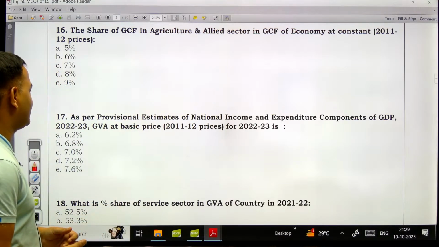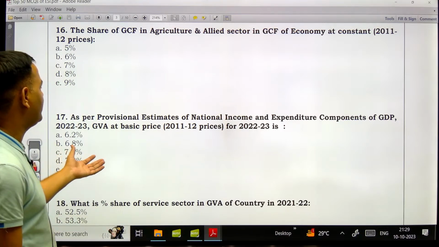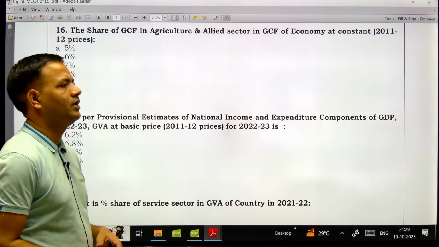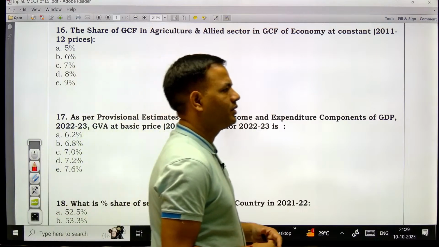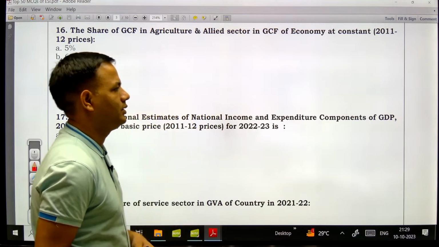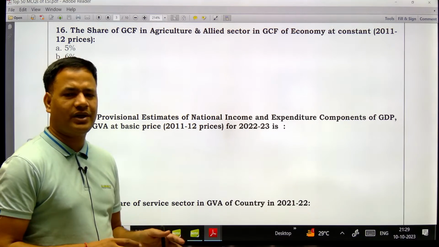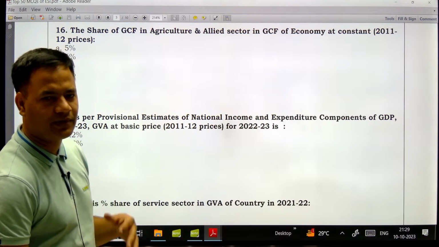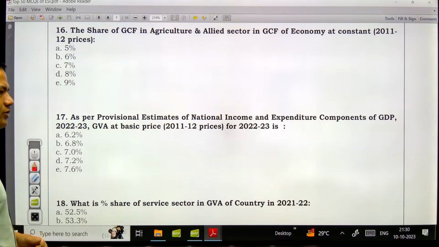As per the provisional estimate of national income and expenditure components of GDP 22-23, what is the GVA at basic price for 22-23? Always there is research behind the questions. Based on the analysis, what type of question they can ask, what pattern IBPS is following in other exams, RBI, other banking exams, general awareness. So based on that we prepare the question.